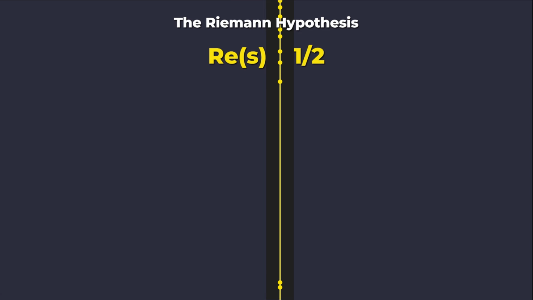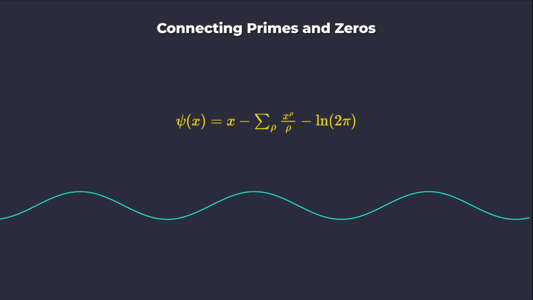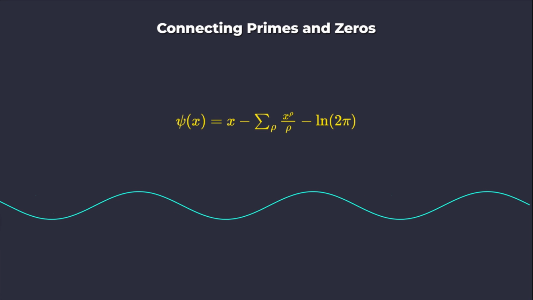If the hypothesis is true, the zeros are perfectly aligned, implying a highly regular, though oscillatory, distribution of prime numbers. If a single non-trivial zero were found off this line, the hypothesis would be false, suggesting a much more erratic and unpredictable distribution of primes than currently assumed. Proving this hypothesis is one of the 7 Millennium Prize problems, carrying a $1 million reward.